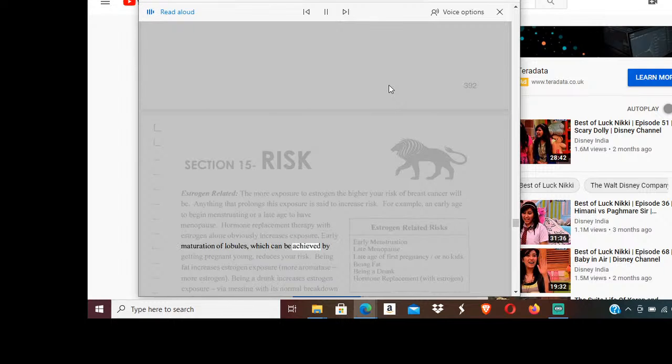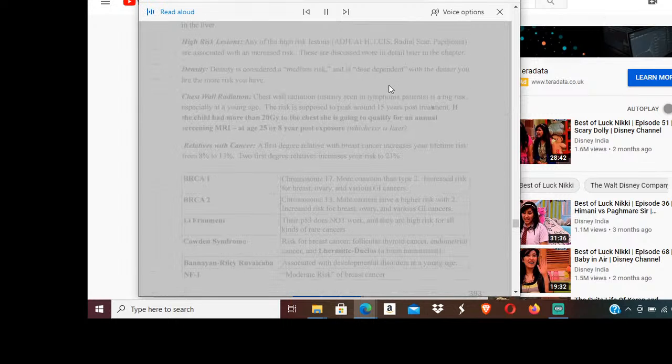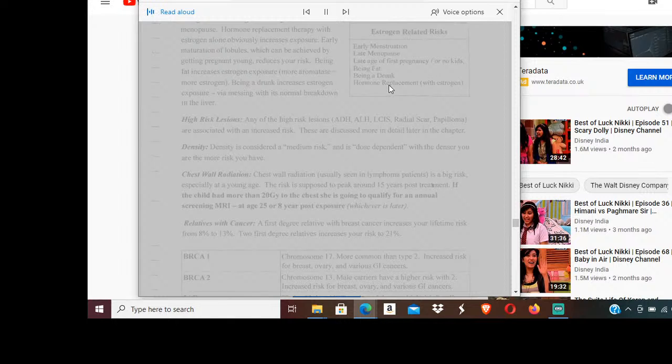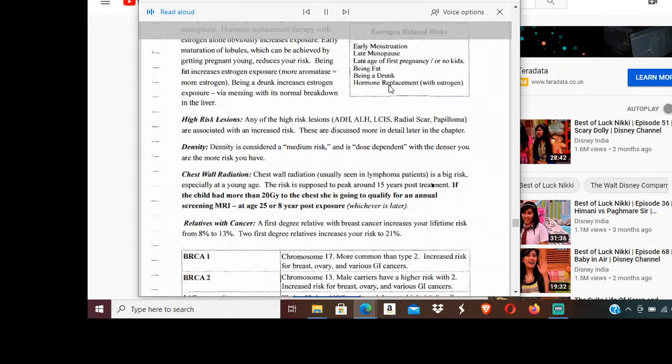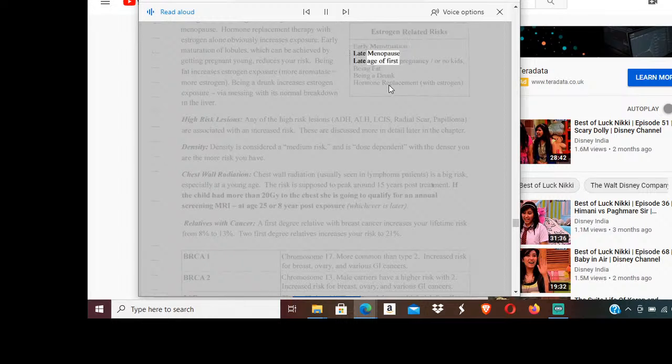Early maturation of lobules, which can be achieved by getting pregnant young, reduces your risk. Being fat increases estrogen exposure, more aromatase equals more estrogen. Being a drunk increases estrogen exposure via messing with its normal breakdown in the liver. Estrogen-related risks: early menstruation, late menopause, late age of first pregnancy, or no kids, being fat, being a drunk, hormone replacement with estrogen.